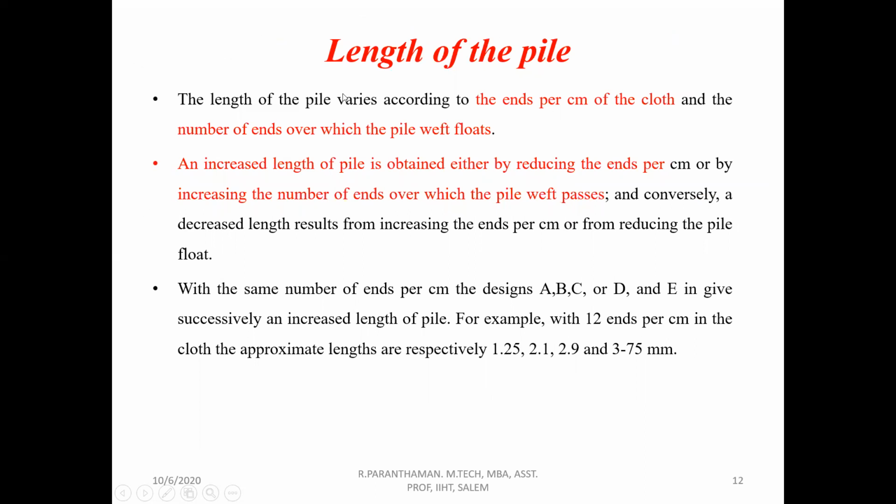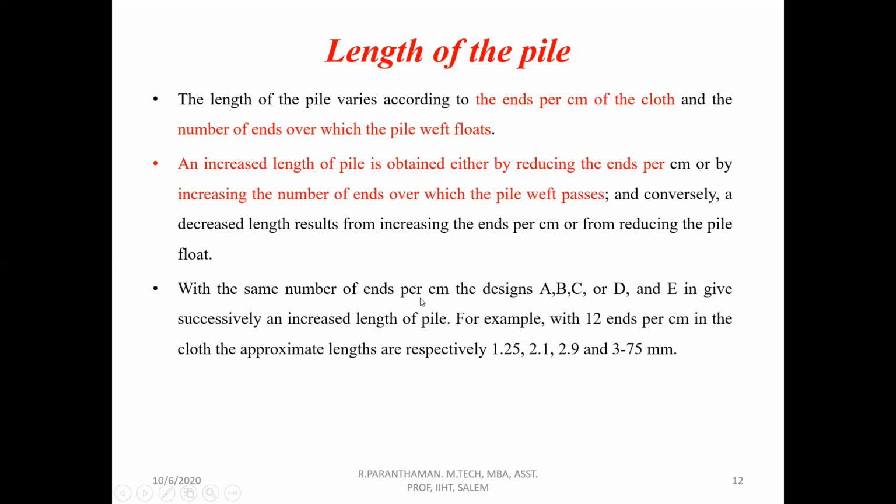Then length of pile. In pile fabrics, the length of the pile is the most important factor. That will depend on the ends per centimeter of the cloth and the number of ends over which the pile weft floats. An increase in the length of pile is obtained either by reducing the ends per centimeter or by increasing the number of ends over which the pile weft passes. So these are the main important points.